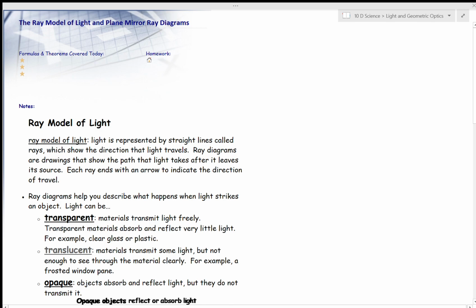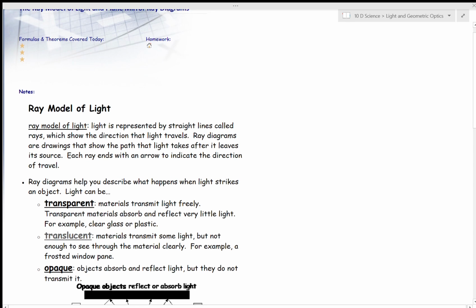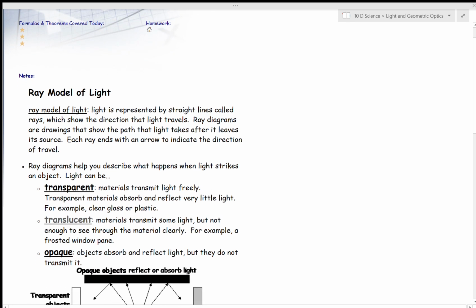And this one is on the ray model of light and plane mirror ray diagrams. For those of you who don't know, plane mirrors are just flat mirrors. So we're going to be looking at how light is reflected off flat mirrors today, and we'll look at some other mirrors in the upcoming lessons. So let's begin with what the ray model of light is.